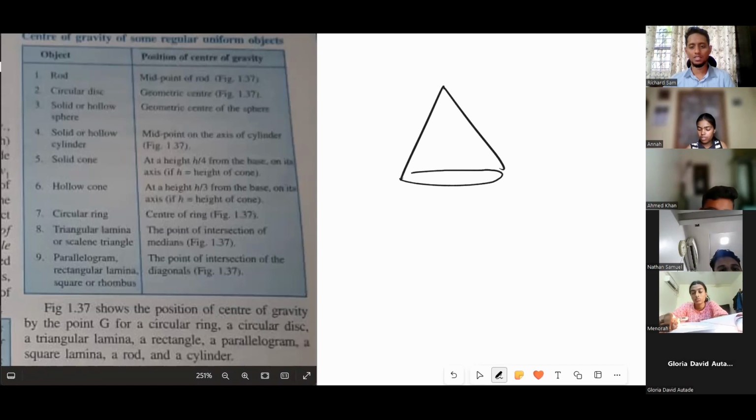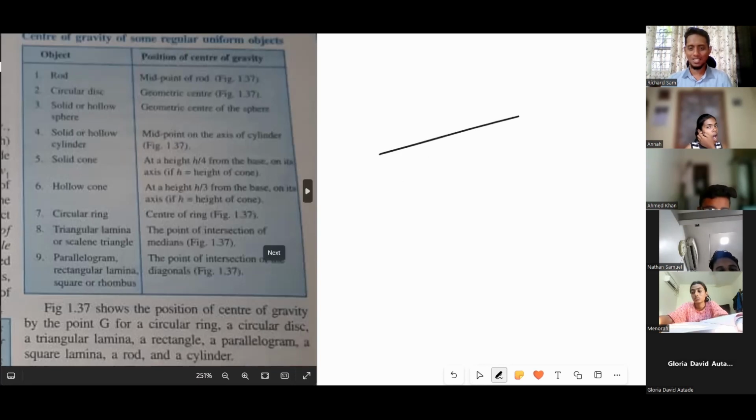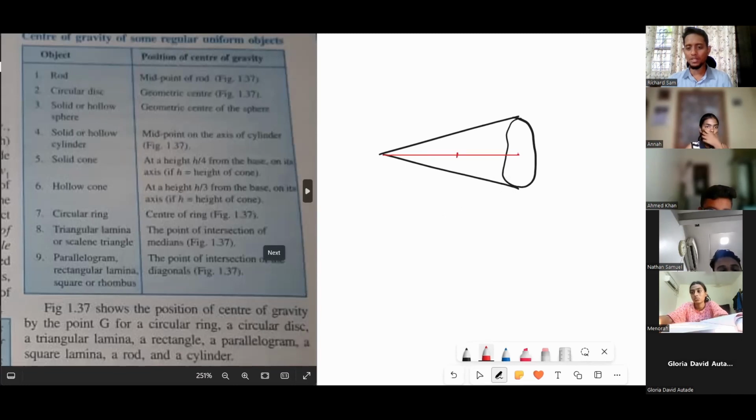Okay, a cone is like this. For a cone, where is the center of gravity? If I take the cone sideways like this, and then draw an axis right through the center like this, do you think the center of gravity will be in the midpoint of this axis? Why not? If I'm trying to balance it from the center, will it stay balanced? No. Which side will go down?